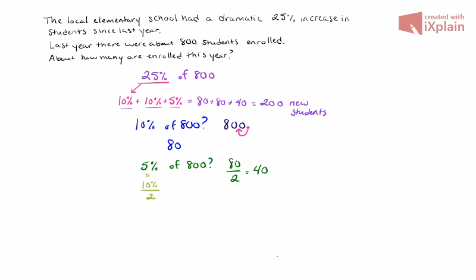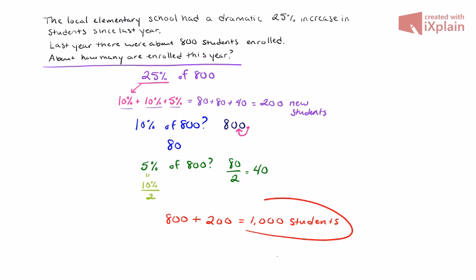But we want to be careful here because that doesn't answer the question, right? We want to know how many are enrolled this year. So that means we want to figure out how many new and old students we have in total. So to finally answer this question, I know that I started off with 800 students, and I'm going to add an extra 200. So my final answer is, I have 1,000 students enrolled in the school this year.